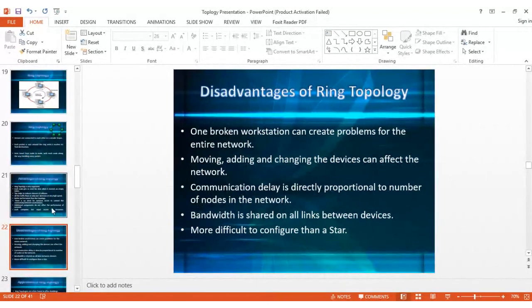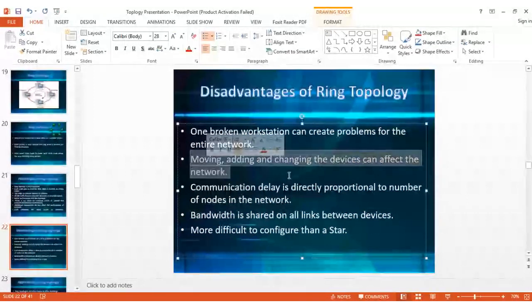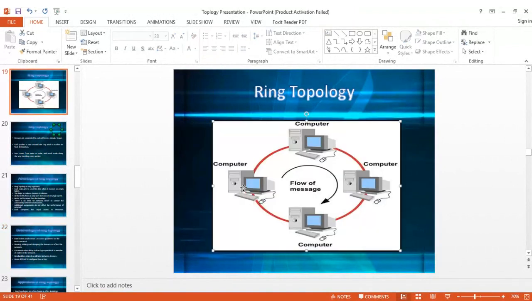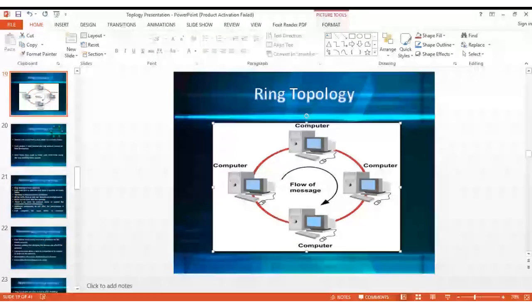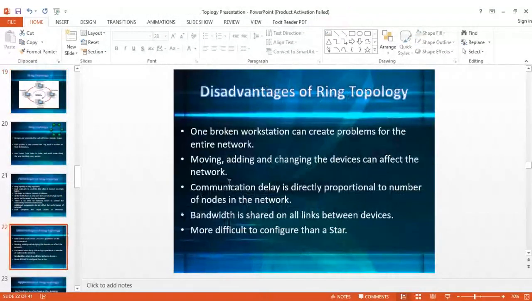Still, another limitation is that moving, adding, and changing the devices can affect the whole network. For example, in case we move this computer here, it can affect the network.